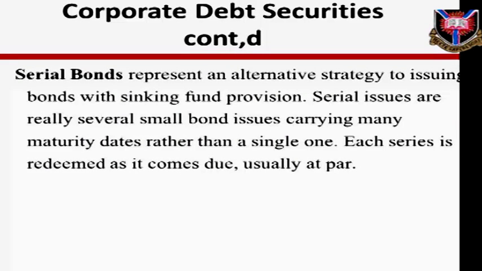Serial bond. It represents an alternative strategy to issuing bonds with sinking fund provisions. Serial issues are really several small bond issues carrying many maturity dates rather than a single one. Each series is redeemed as it comes due, usually at par, rather than a single bond issue with a 30 years maturity. We might have 30 sub-issues due 1 year apart from 1 to 30 years.